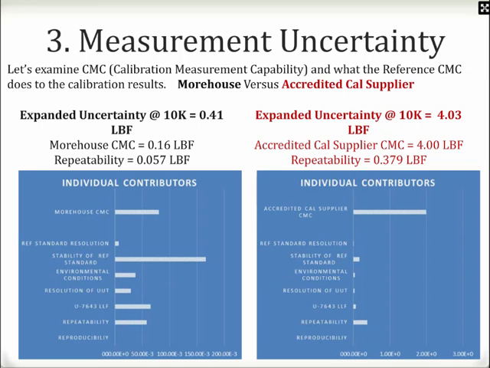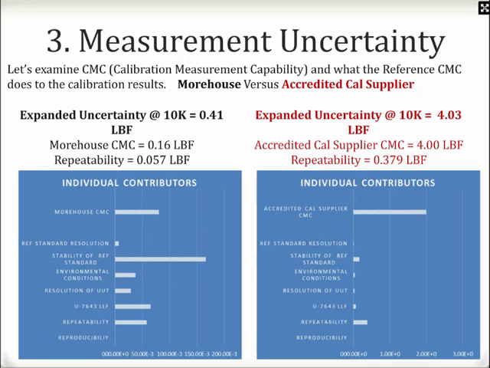Now, if we compare Morehouse versus your typical accredited cal supplier, or if we compare primary standards, really any lab using primary standards, NIST, there are other commercial labs using primary standards, versus the secondary standards that most accredited calibration suppliers use, when we look at this whole picture, we see the expanded uncertainty using primary standards is 0.41 lbf at capacity.